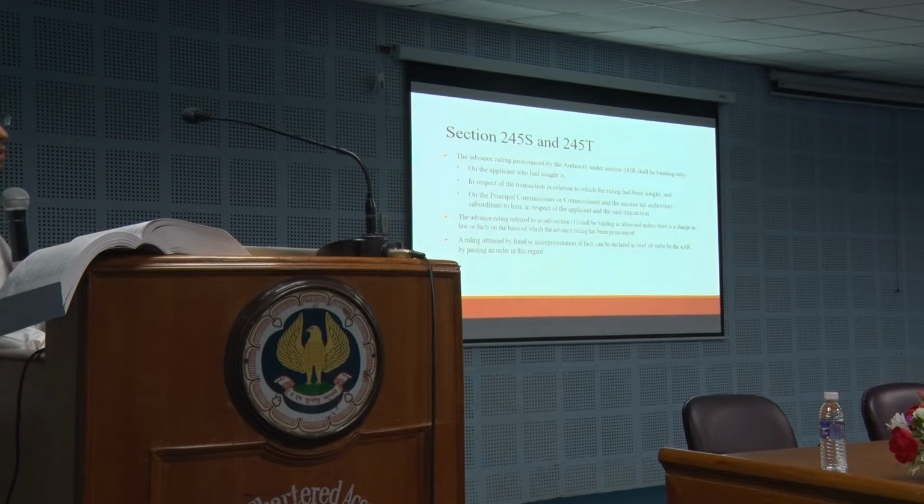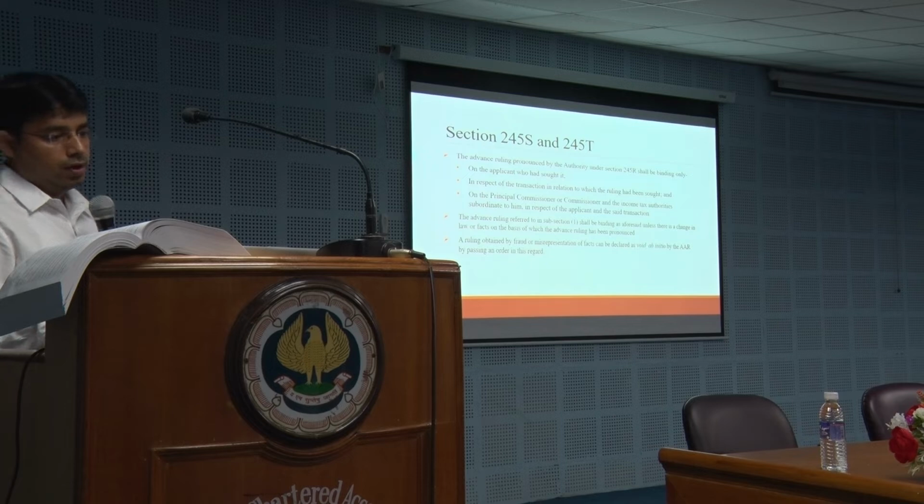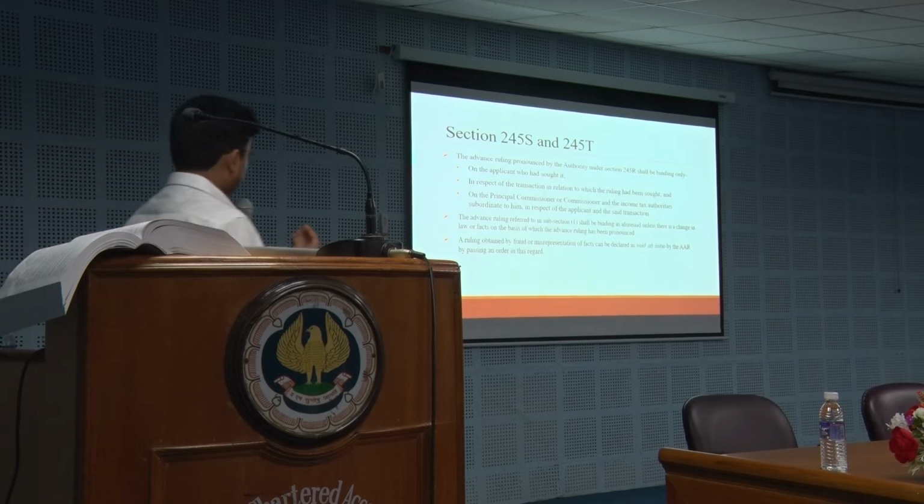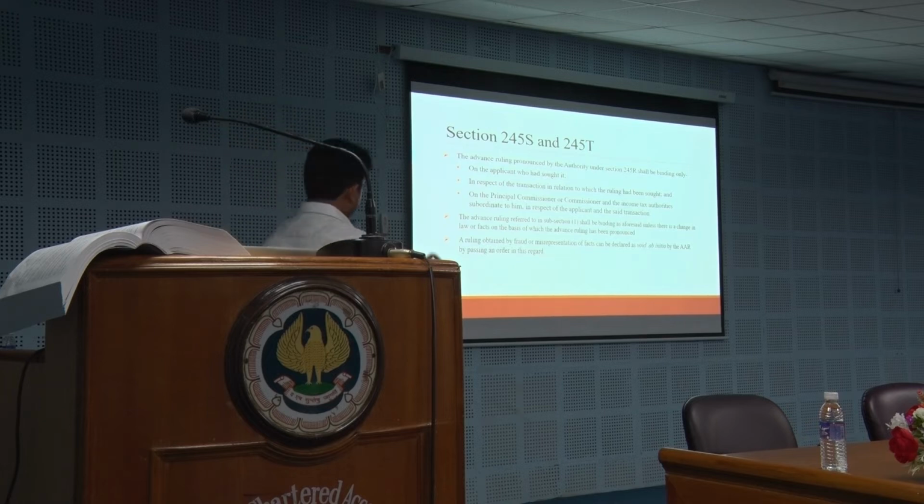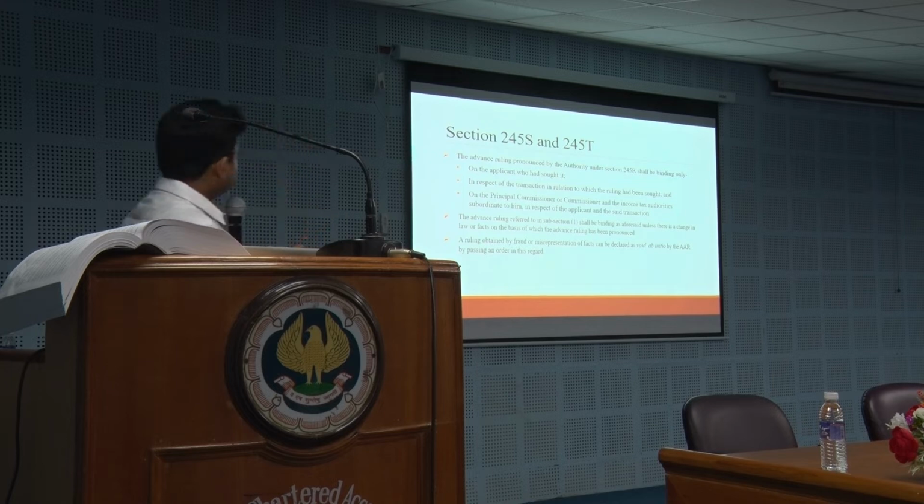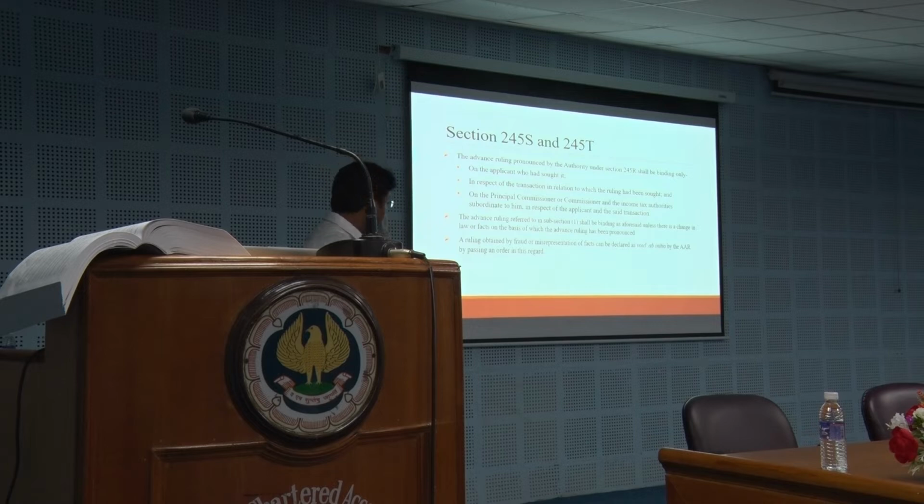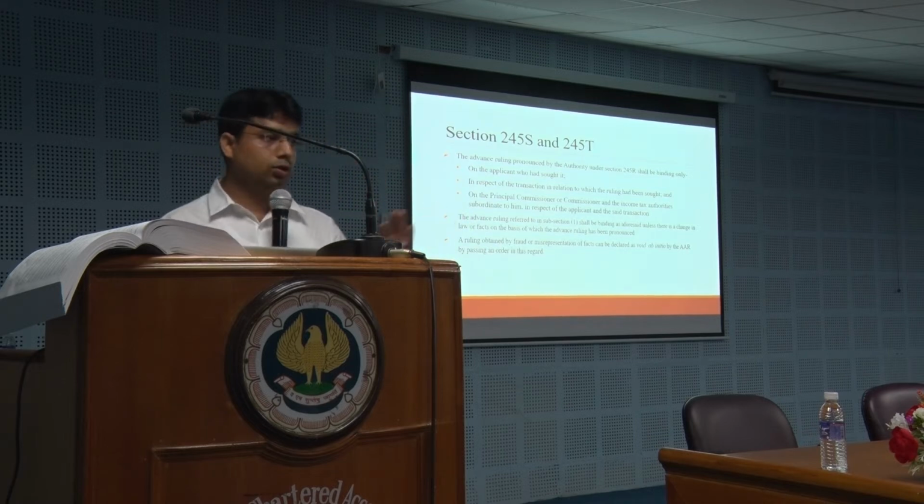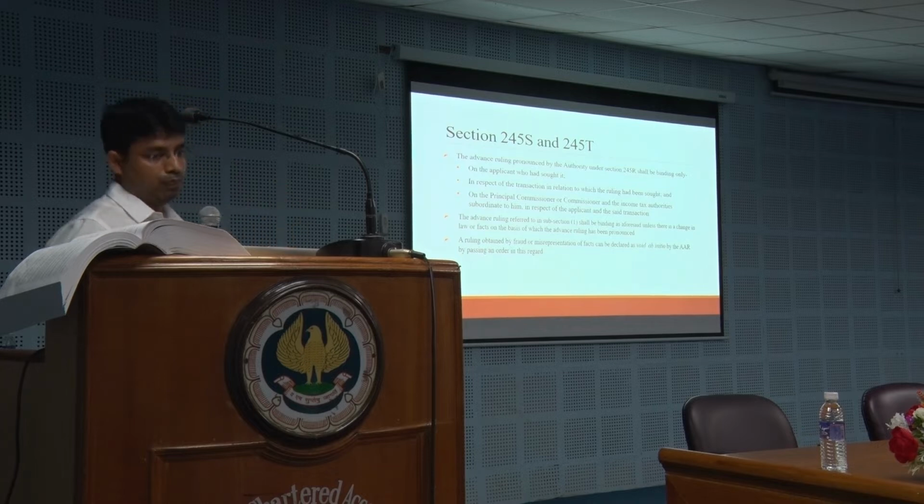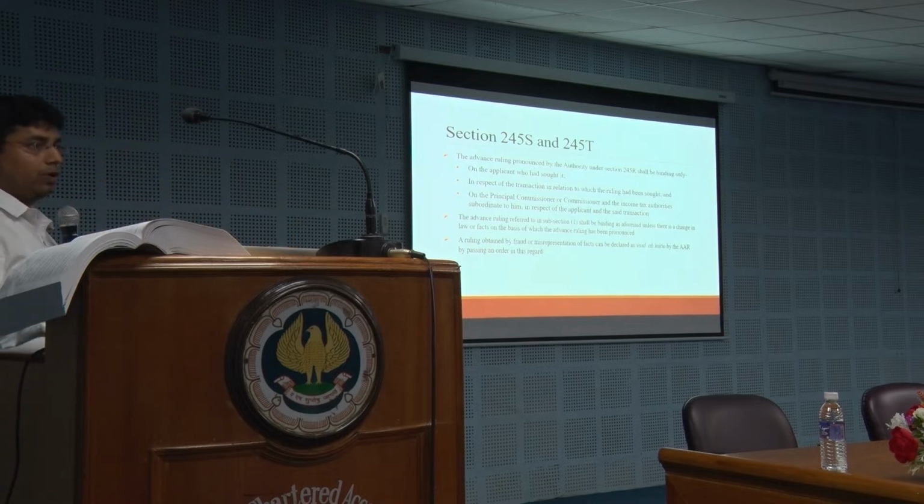So these are the last few sections which I have discussed, 245S and 245T. 245S says the advance ruling pronounced by an authority shall be binding only on the applicant who has sought it, in respect of the transaction in relation to which the ruling has been sought, and on the Principal Commissioner or Commissioner and the income tax authority subordinate to him in respect of the applicant and the said transaction. So to summarize, in relation to the transaction, the applicant and the tax authorities who are dealing with the applicant. It will be binding only on them.